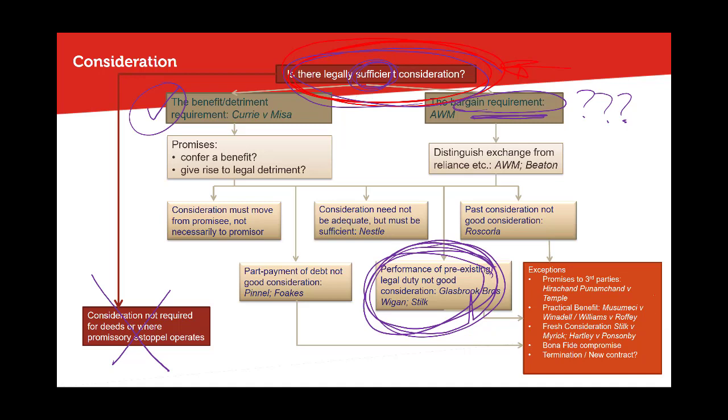But what we do have is an exception that is likely to fall within the realm. And in this case, I think the exception we agree on would be the practical benefit, because we're looking at facts that are substantially similar to the facts in Williams v Roffey. Williams v Roffey is an English case which deals with exactly the same principles that came out of the Australian case, Musumeci v Winadell.